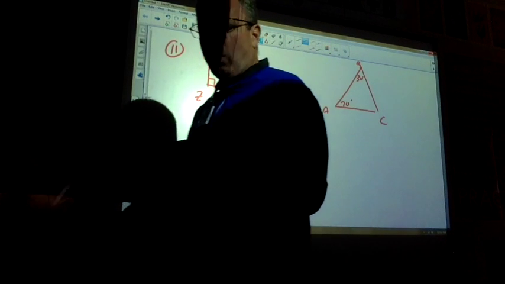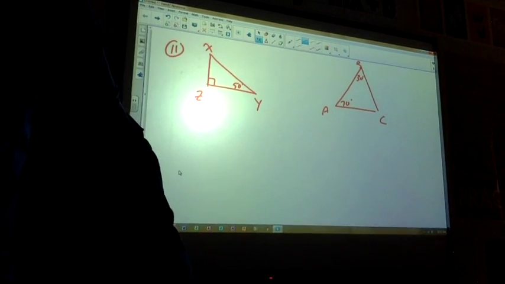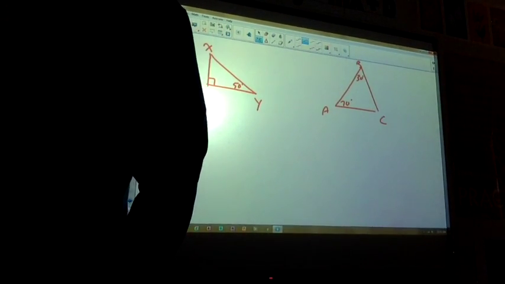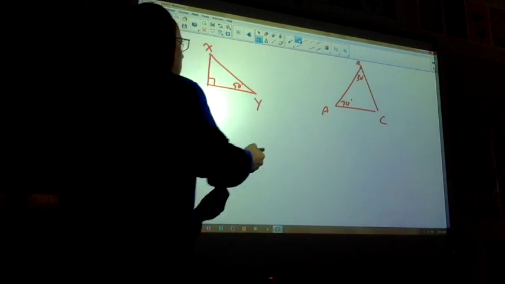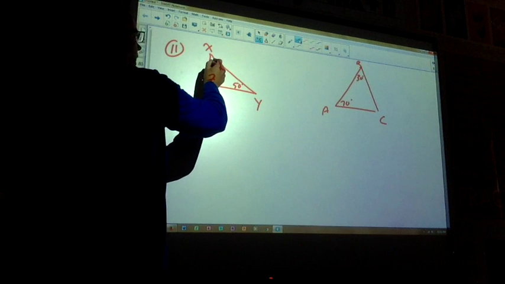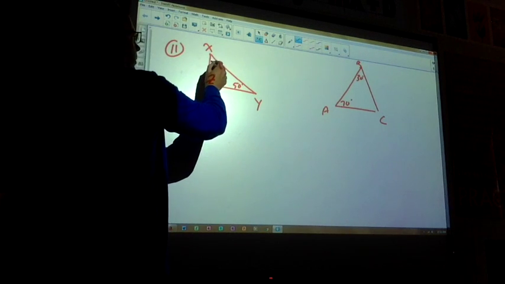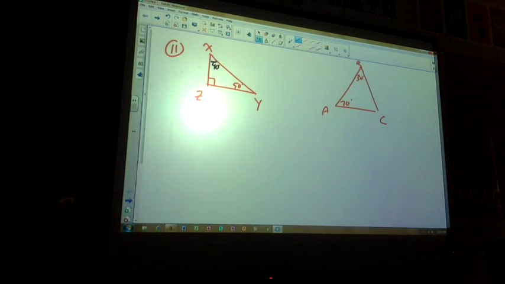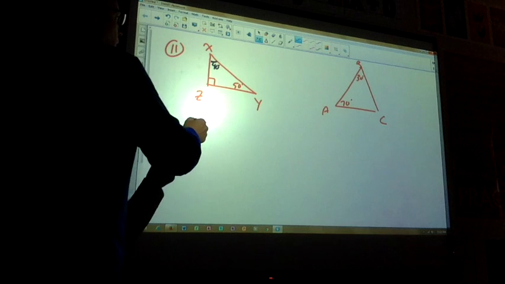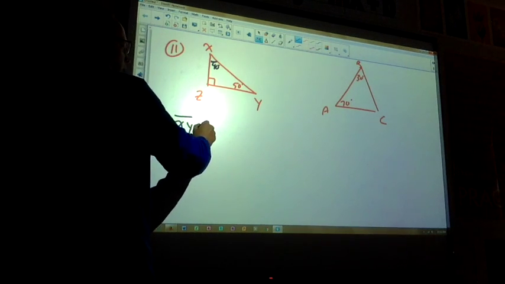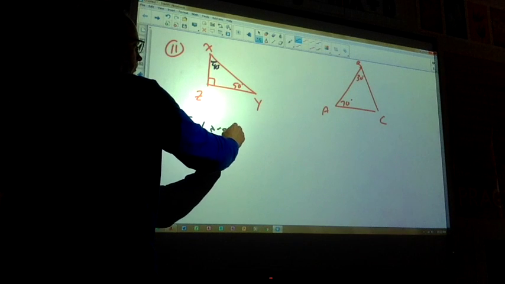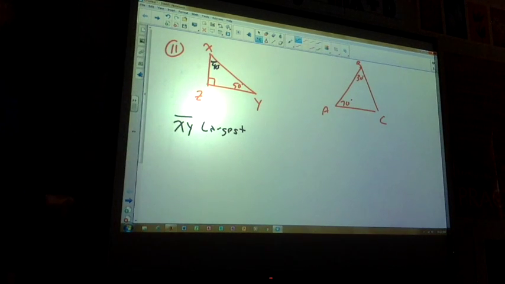Okay, this is what we're given on these two. It says list all the sides of each triangle from smallest to largest. So the first thing to do is find what your other angle would be. So that would have to be 40. The reason it's 40 is because 40 plus 50 plus 90 is 180. And then the opposite sides of the angle. So XY is the largest, because it's opposite of the 90-degree angle.